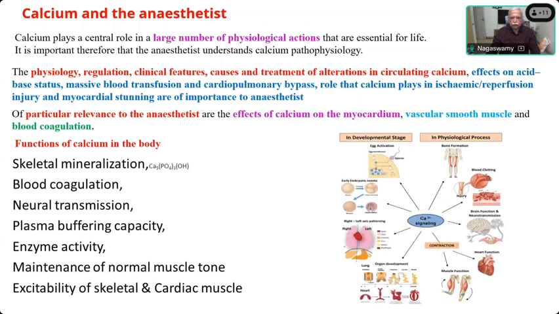And here you can see even during the development stage of the embryo, from egg activation to early embryonic events, right and left, everything has some effect by the calcium. At the same time, normal bone formation, blood clotting, neural transmission and brain function, heart contraction, muscle contraction, all these things are done by calcium, or calcium plays an important role in these physiological activities.